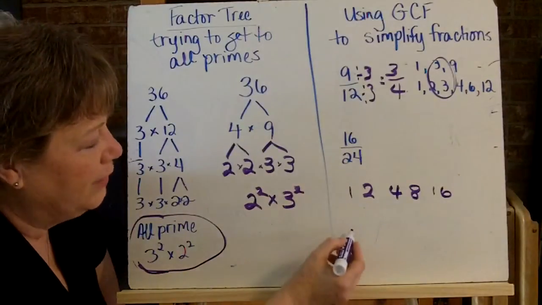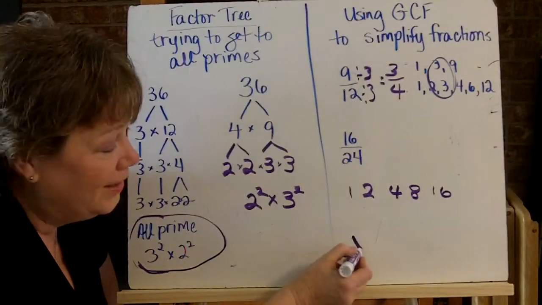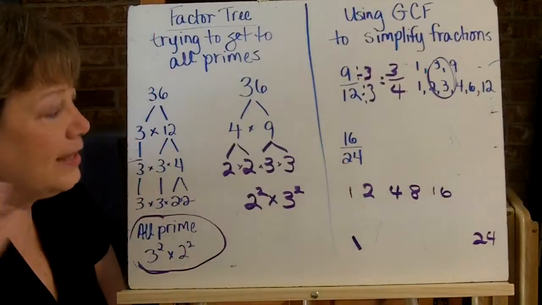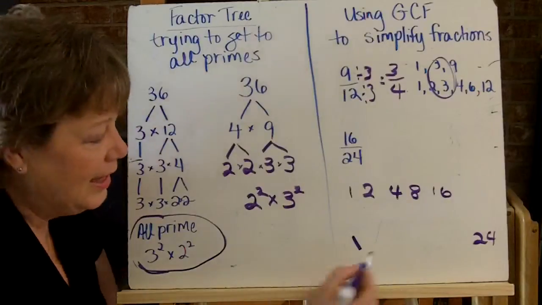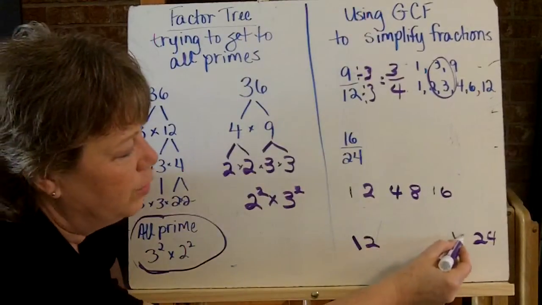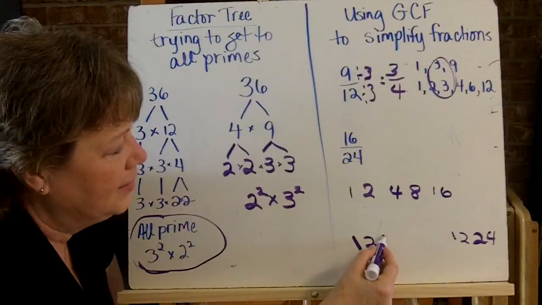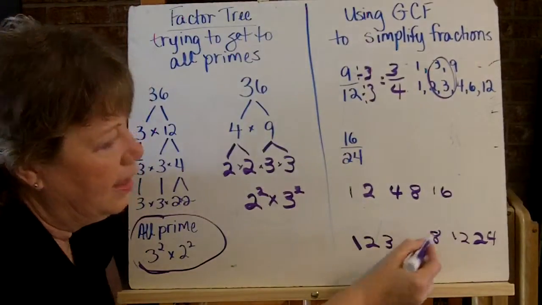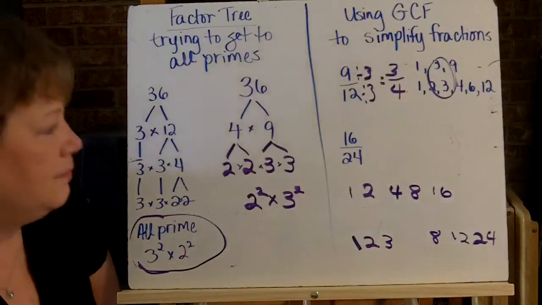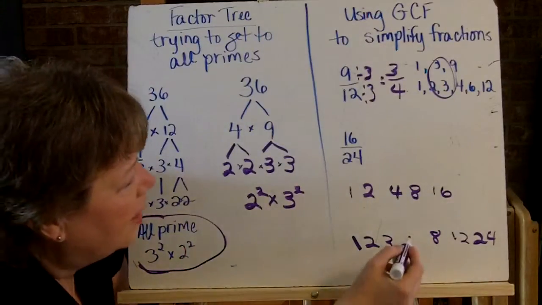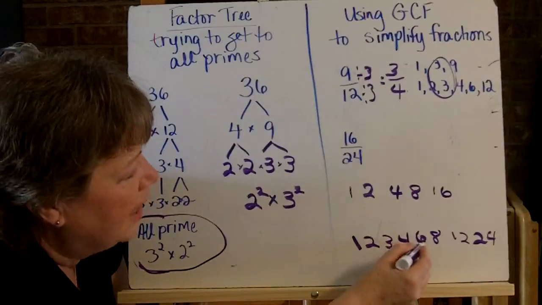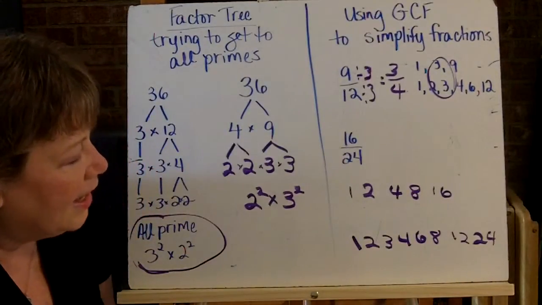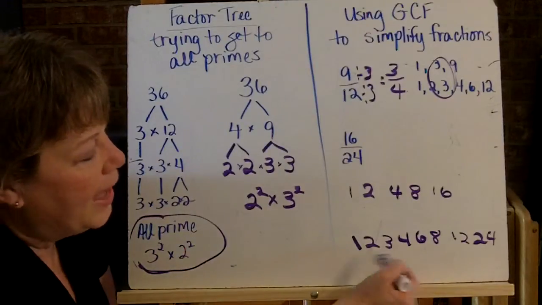Let's look at the factors of 24. I'm always going to start with 1 and its partner, 24. And then I'm going to think in my brain, does 2? Yes. 2 times 12. Does 3? Yes. 3 times 8. And does 4 go into it? Yes. 4 times 6. Does 5? No. Does 6? Yes, it does. And so I'm back to where I have.